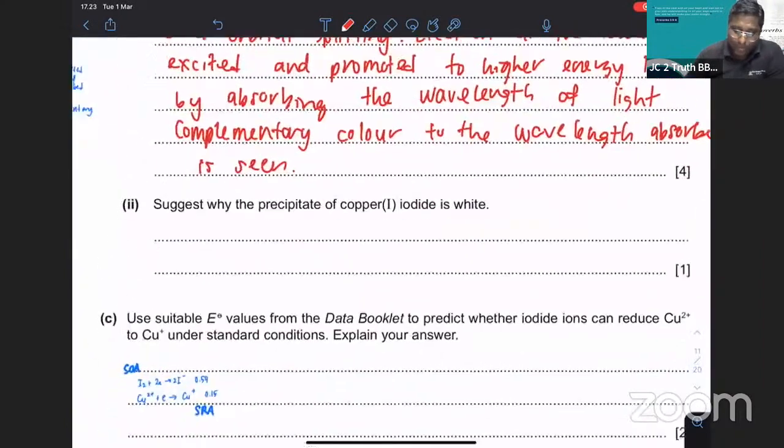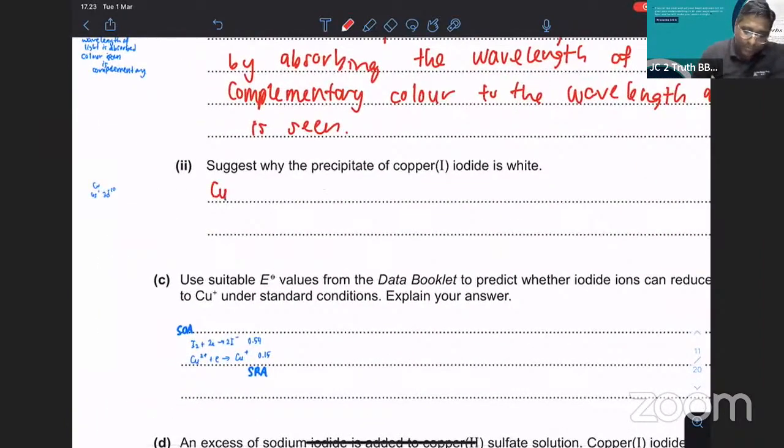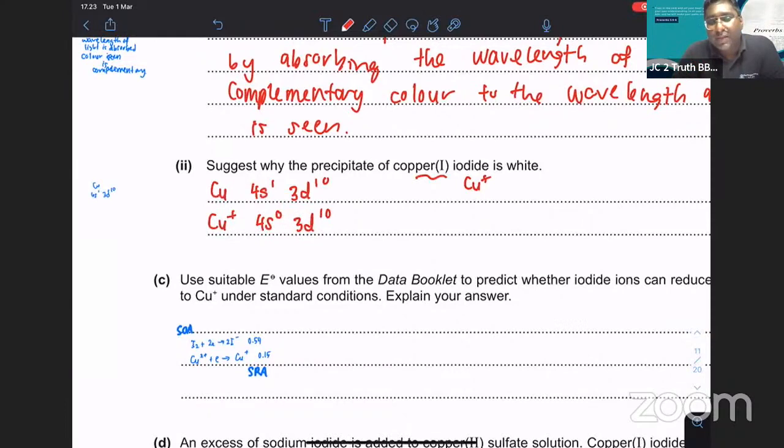If you look at copper itself, it is going to be 4s1 3d10. So this is going to be the structure of copper. If it is copper(I), that's going to be Cu+, where 1 electron is gone. So Cu+ is going to be 4s0 3d10. You can see that the d orbitals are completely full.